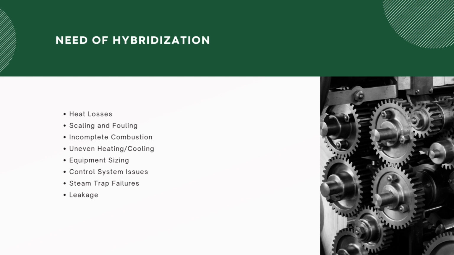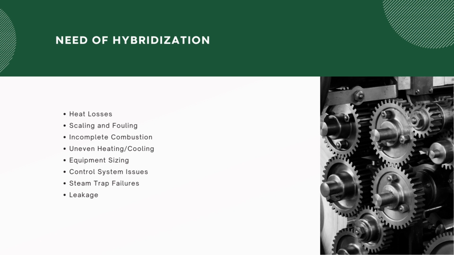Improper, poor distribution of heat and cooling in HVAC systems can lead to temperature variation, discomfort and inefficient operation. Fifth, we have equipment sizing. Oversized and undersized equipment, incorrect sizing of heating and cooling equipment, can lead to inefficiency and discomfort due to inadequate or excessive heating or cooling.